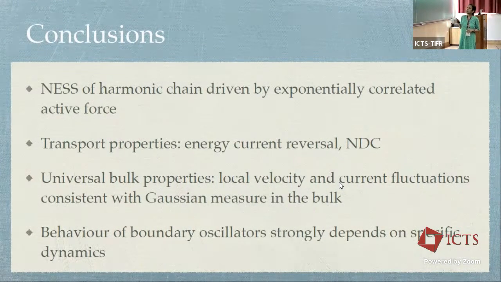So we are looking at the non-equilibrium stationary state of a harmonic chain driven by exponentially correlated active force, and we looked at transport properties, which showed certain interesting behavior. But even more interesting, or more boring, depending on how you want to think about it, there are certain universal bulk properties. Local velocity and current distributions are consistent with a Gaussian stationary state. However, at the boundary, we can see signatures of specific active dynamics.